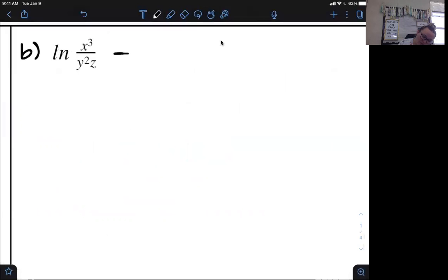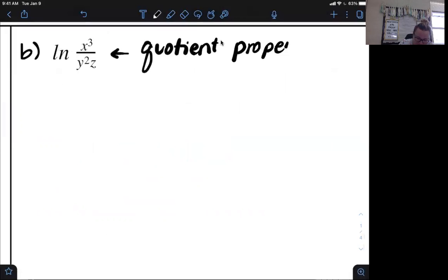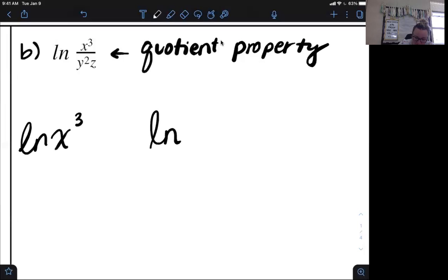So when you see division inside the log, you're going to think to yourself, we're going to use the quotient property. So I'm going to put x cubed in its own log. I'm going to put y squared z in its own log. Then I see I have the power property here. I'm going to bring that 3 out in front.